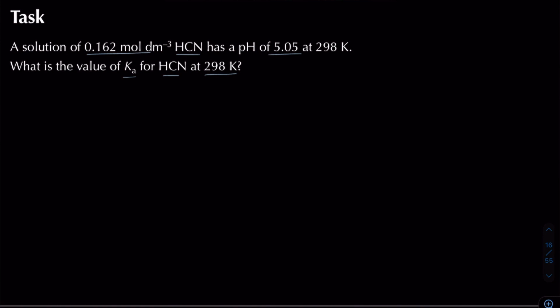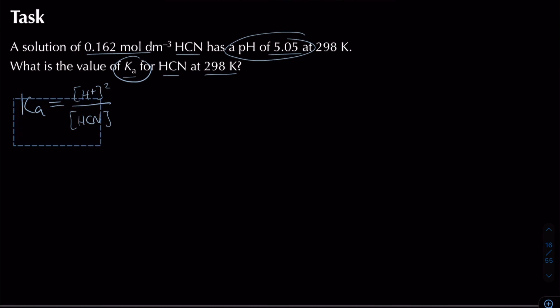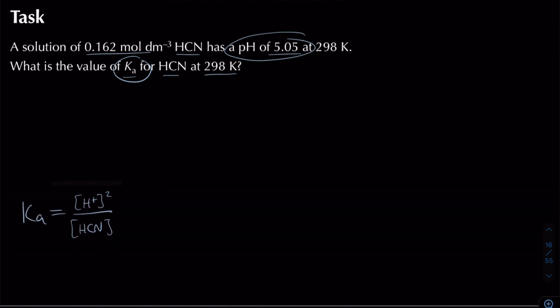We know that HCN is going to be a weak acid because we've been told to calculate a value of Ka. So if I were to write an expression for Ka, here's what I would end up with: the concentration of H plus, which is going to be squared in this case, divided by the concentration of HCN. And looking at what values I've got, I've got a value for the concentration of HCN, but I don't have a value for the concentration of H plus. Now I can calculate a value for the H plus concentration by looking at the pH itself.